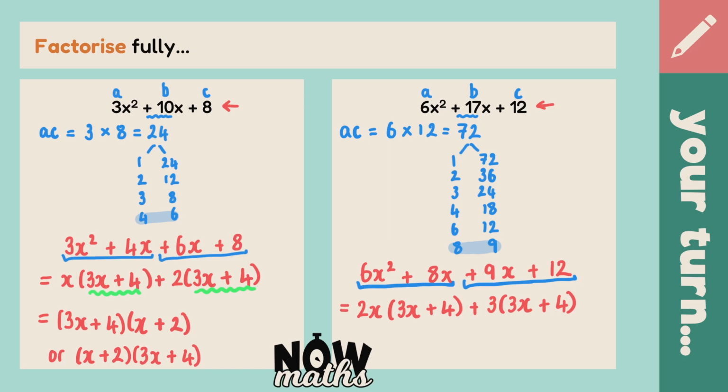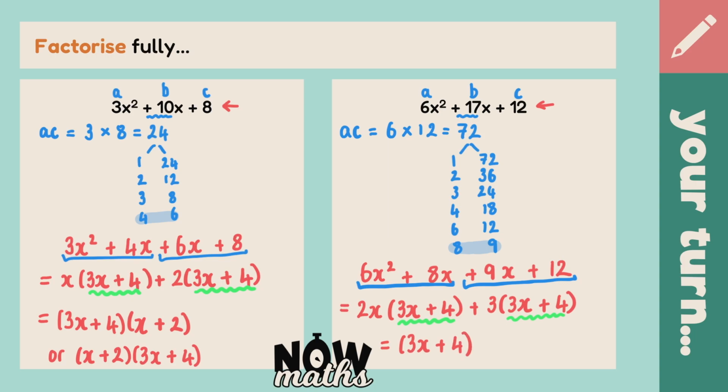We now have an expression with just 2 terms in it, and we have a common factor of 3x plus 4 in each term. So now we factorise again and we take out a factor of 3x plus 4.